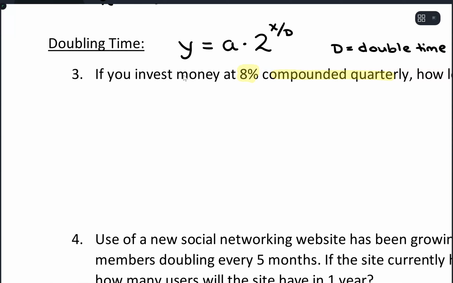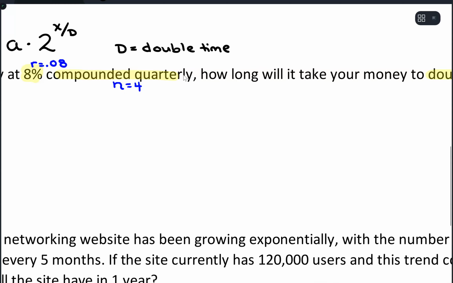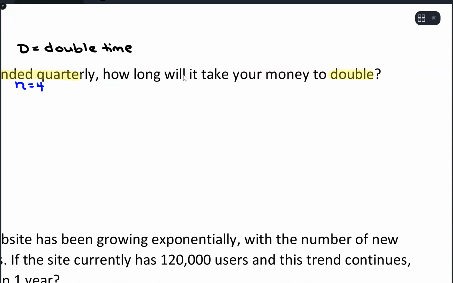So this is a compounding formula, tying to our financial math. If we grab that formula, it was A equals P times (1 plus R over N) to the power of N times T. R is coming from that 8%, so R is 0.08. Since this is compounding quarterly, N is going to be 4. And the idea is that we want to see how long it takes for our money to double.